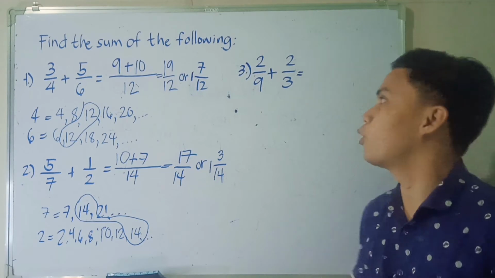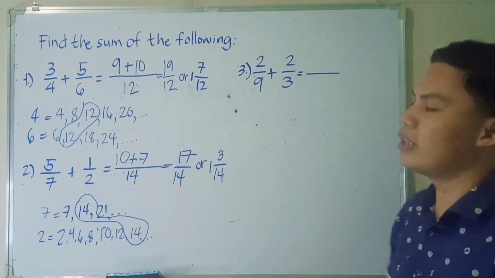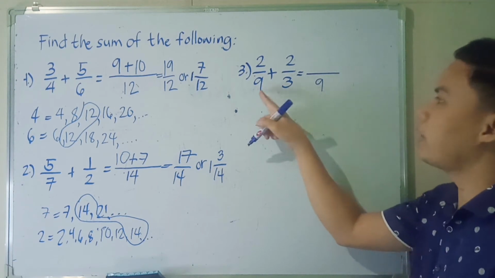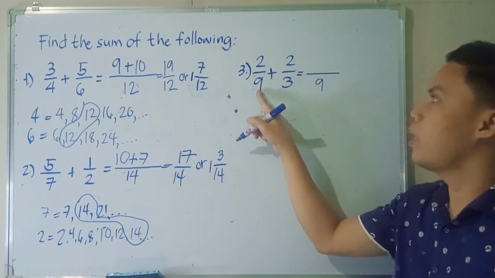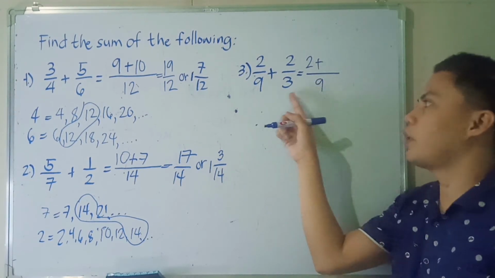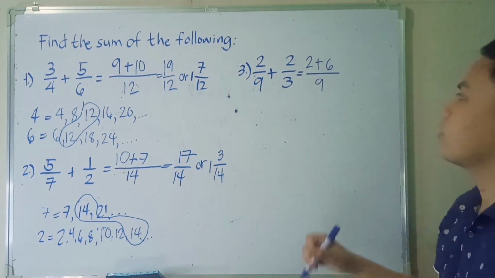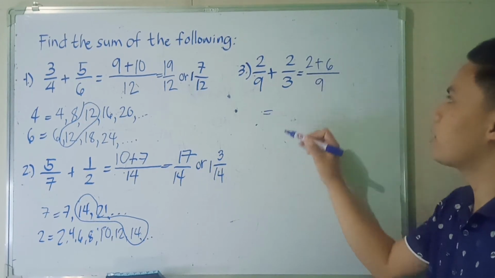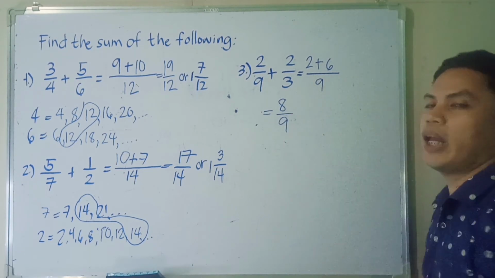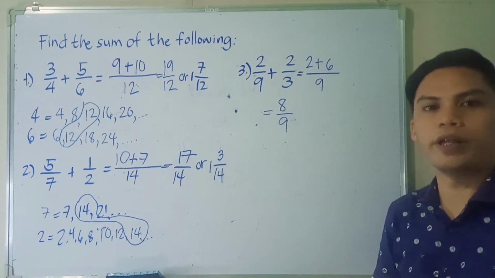Now, let's proceed with our last example. We have 2 over 9 plus 2 thirds. So, yung LCD ng 9 and 3 would be 9. Okay? So, 9 divided by 9 is equal to 1 times 2. So, that will be equal to 2. Plus, 9 divided by 3 is equal to 3. And 3 times 2, you will have 6. Therefore, we have 2 plus 6, that is equal to 8 over 9. So, we cannot simplify further 8 over 9. Ito na yung lowest form niya or simplest form niya. Therefore, our final answer is 8 over 9.